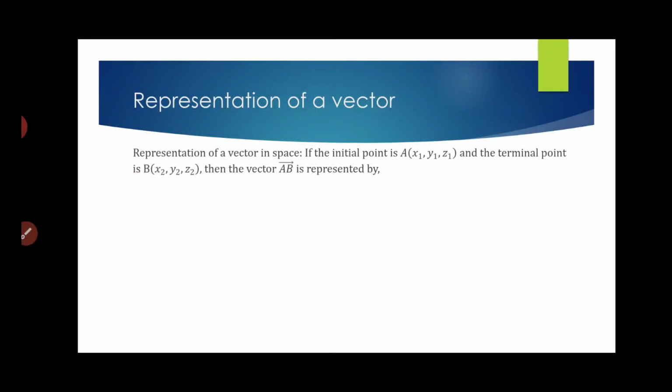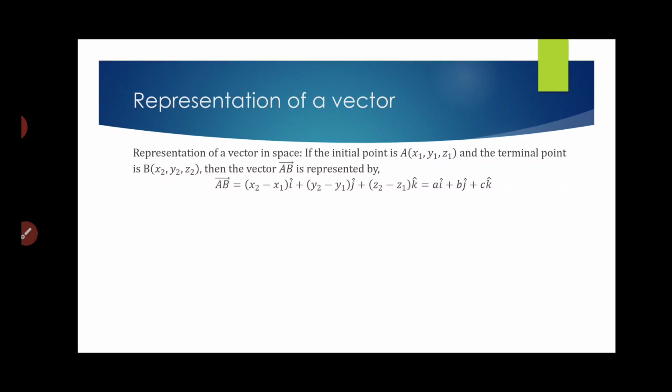Now let us move to the next part, that is representation of a vector. If the initial point of the vector is given by the point (x1, y1, z1) and the terminal point is given by (x2, y2, z2), then the vector AB is represented by (x2 minus x1) i cap, (y2 minus y1) j cap and (z2 minus z1) k cap. Now obviously for easier representation, let me denote x2 minus x1 as a, y2 minus y1 as b and z2 minus z1 as c.